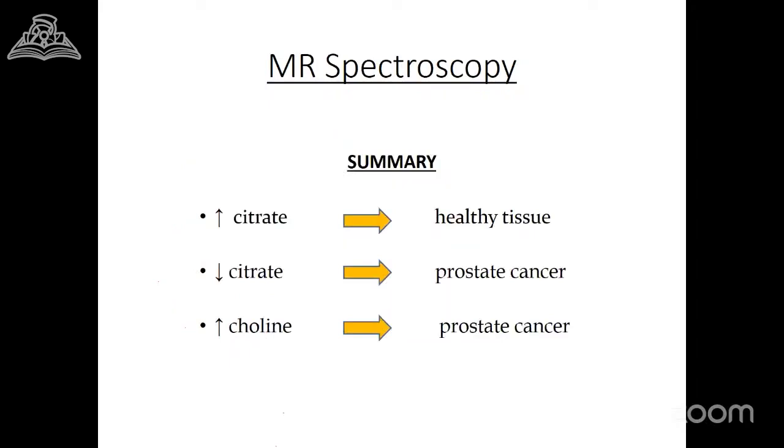In summary, MR spectroscopy evaluates metabolic changes in prostate tissue. Healthy prostate typically shows higher citrate levels. In prostate cancer, citrate level decreases while choline level increases due to increased cell membrane turnover. These metabolic changes help in identifying and characterizing malignant tissue.